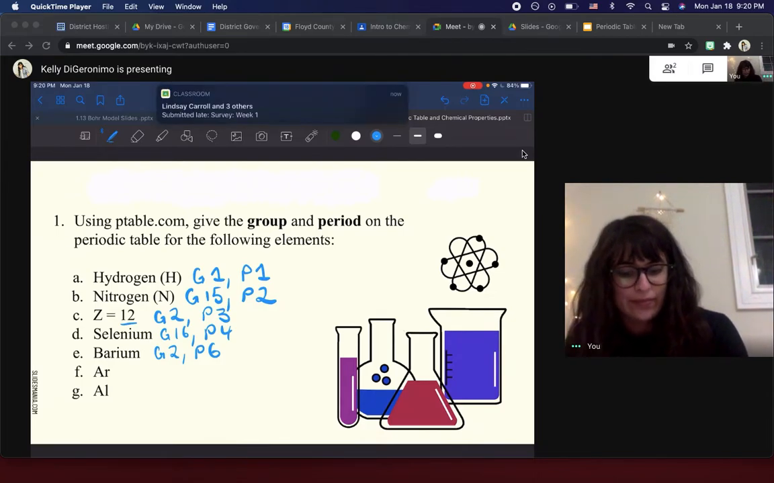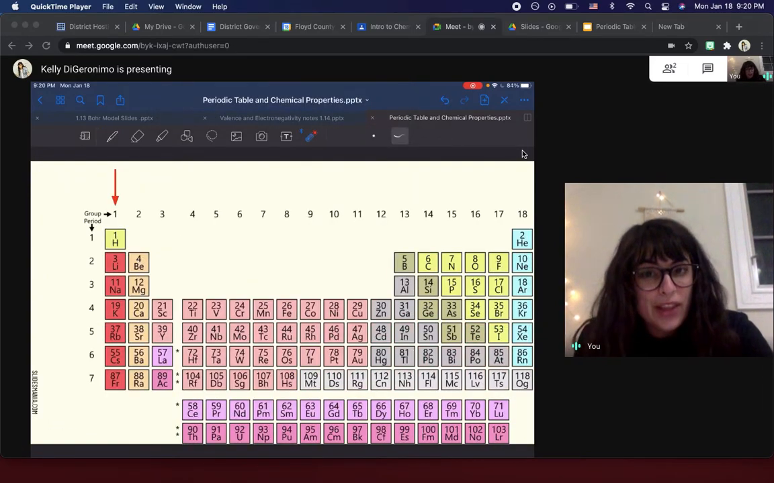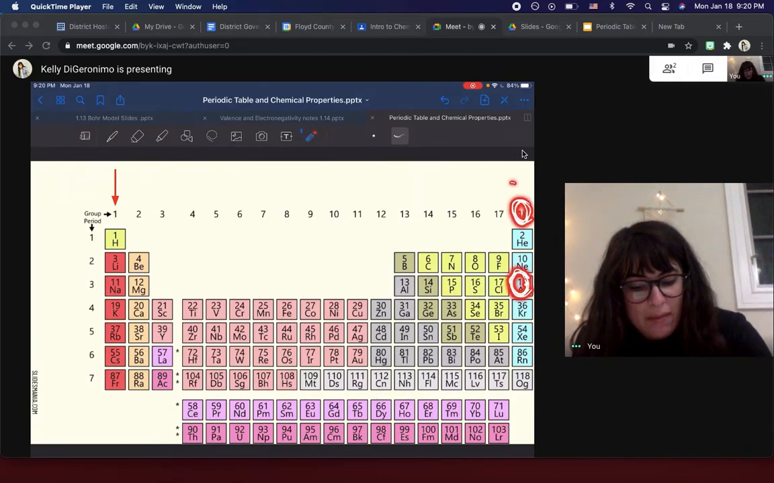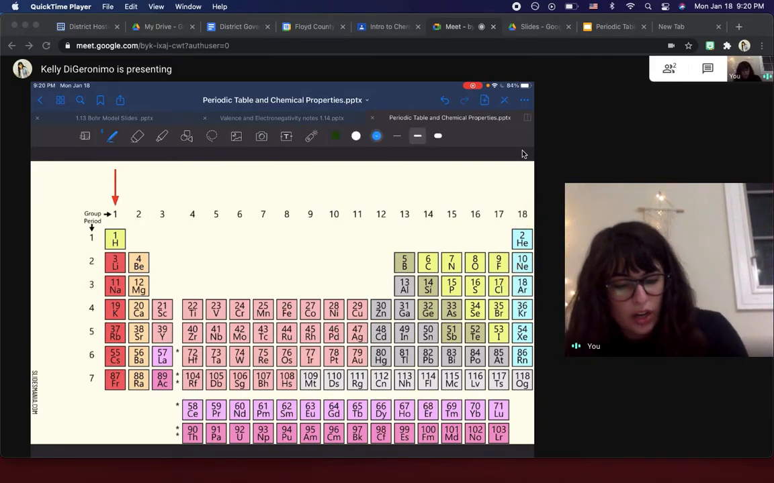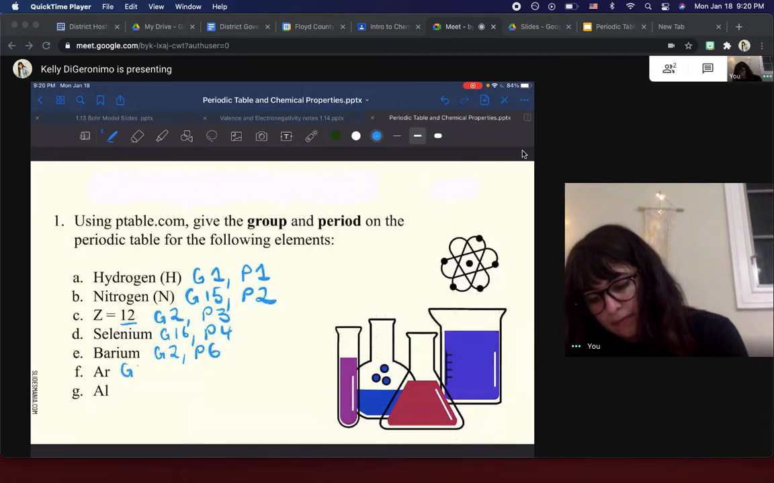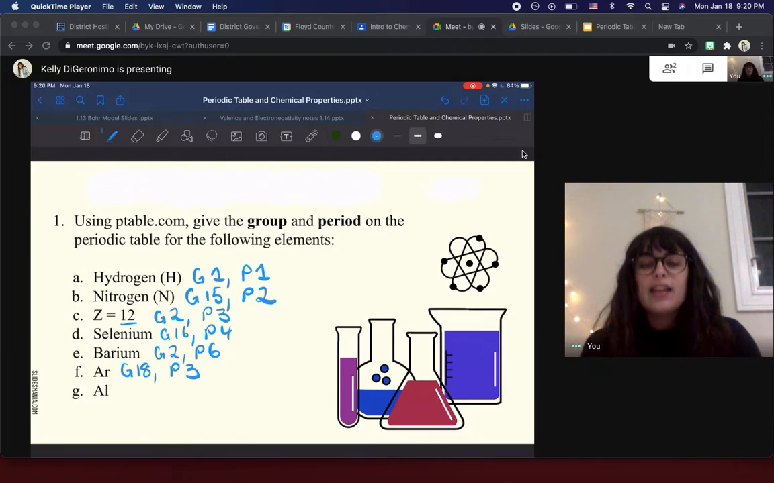And let's check it. Alrighty. If you look all the way on the right side of the table, AR is a noble gas called argon. It's in group 18, period 3. Group 18, period 3. Last one, bring us home.